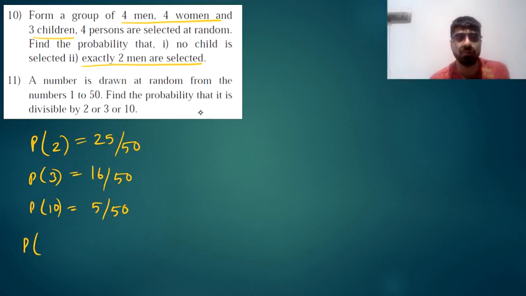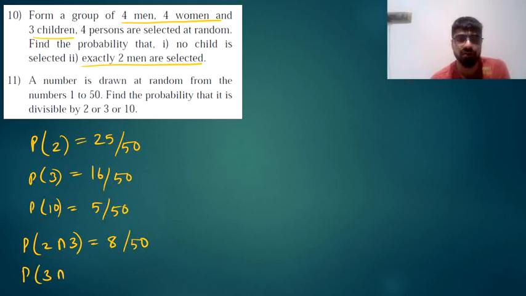Then try to find out the number of numbers which are divisible by both 2 and 3. So P of 2 intersection 3. See, if a number is divisible by 2 as well as 3, then the number is divisible by 6 also. And we have 8 such numbers because 8 into 6 will be 48. So we have 8 divided by 50 as the probability of the number being divisible by 2 and 3.